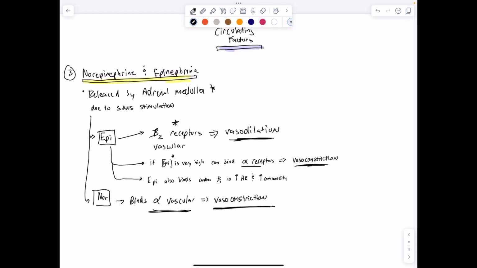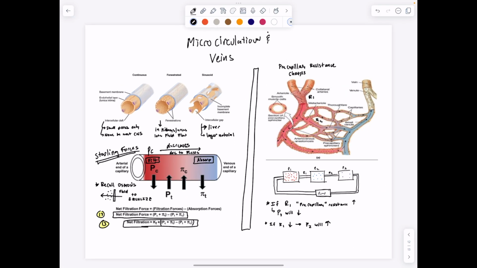All right, but beta-2 receptors are going to cause vasodilation with epinephrine. All right, so then one quick final thing, microcirculation in veins.